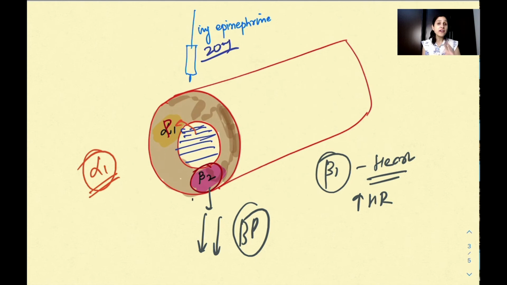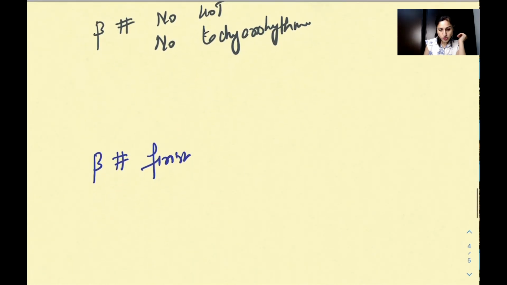So never ever give beta blockers before an alpha blocker. That is very important to remember. So beta blockers never first. So the reason why you don't give beta blockers first before the alpha blockers is very clear: if you give beta blockers, the alpha action is going to be unopposed and there is going to be a drastic increase in the blood pressure of the patient, right?